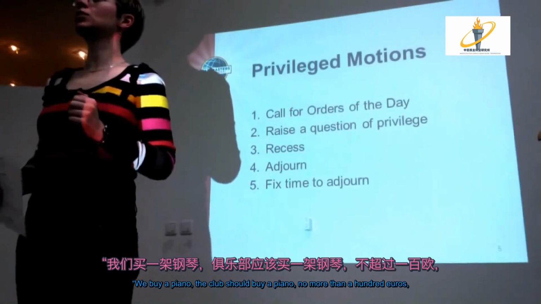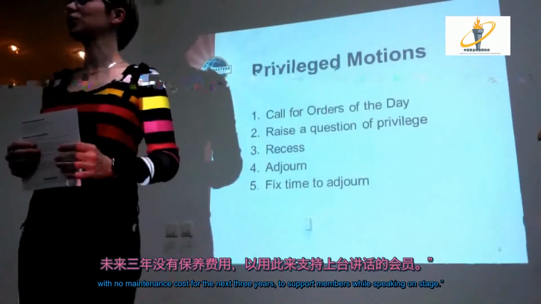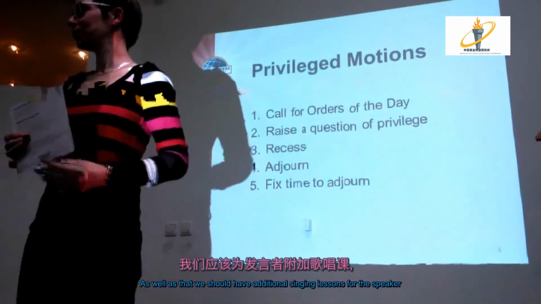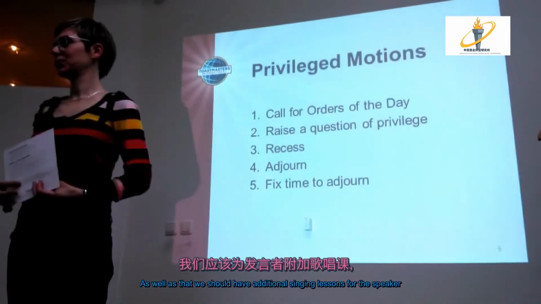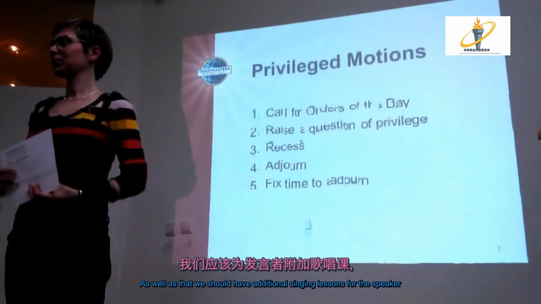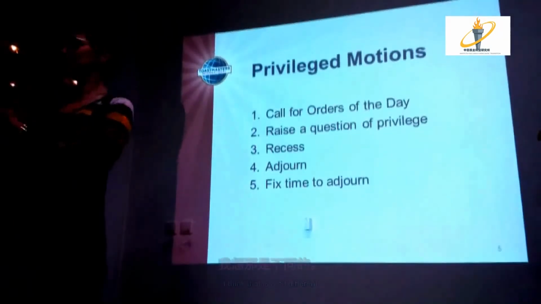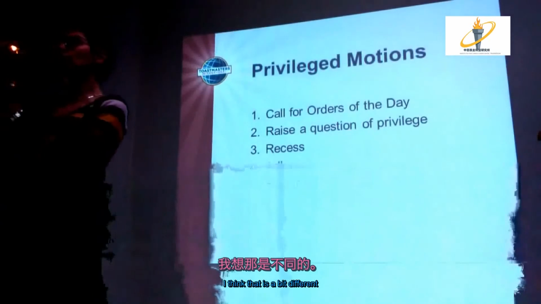Okay, so the motion now in the room is the club should buy a piano, no more than 100 euros, with no maintenance cost in the next 3 years to support members while speaking on stage. I would like to amend that motion as well. And as well as that, we should have additional singing lessons for the speakers so that they can sing along when the piano is playing. I think that is an excellent separate motion. I would like to first close the business in the room.